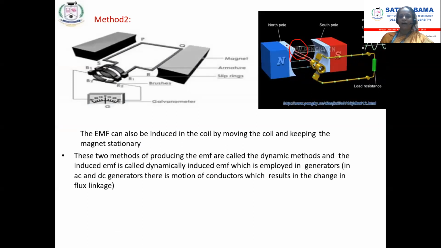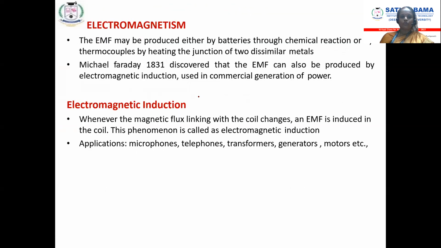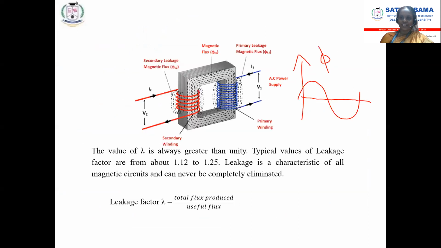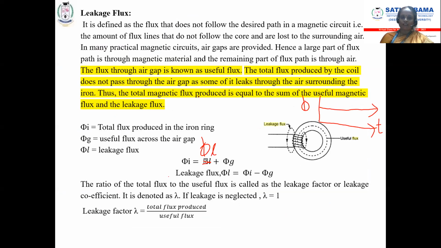So what happened now, my flux passes through the conductor in the air gap. That flux is called the useful flux. What is useful flux? The flux which is mainly used for the energy conversion is useful flux. And some of the flux does not pass through the air gap and it leaks through the air surrounding the ring, that is called leakage flux. So total flux is equal to leakage flux plus useful flux.